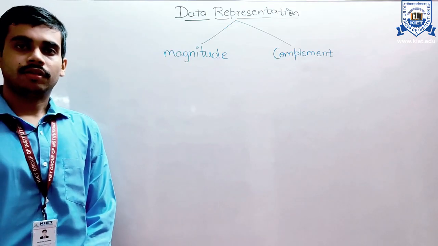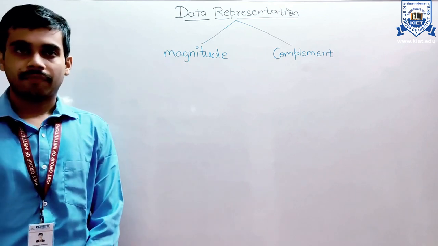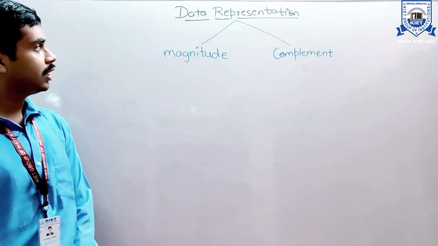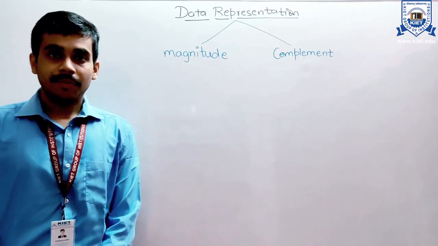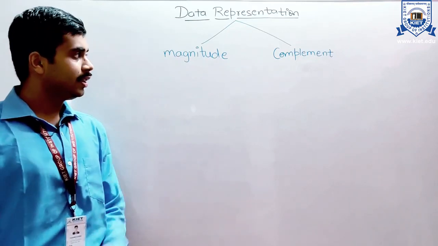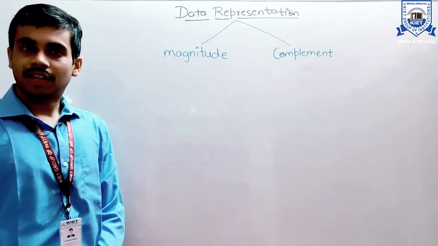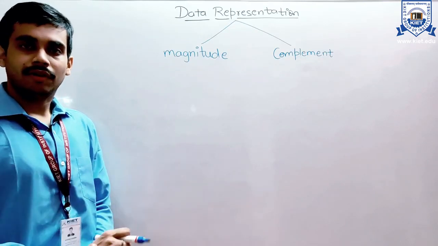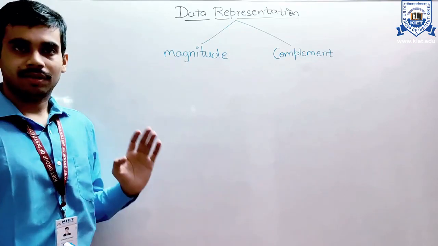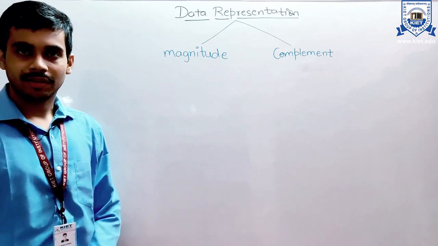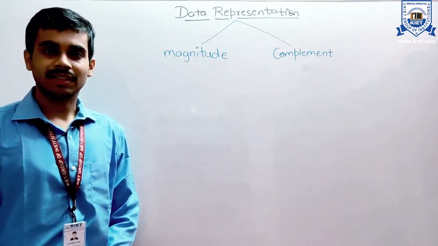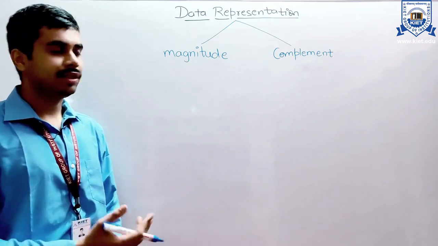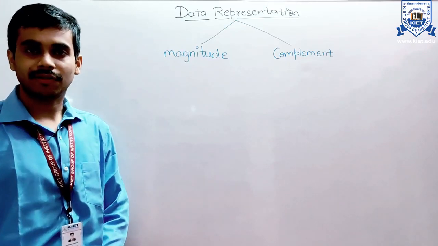Hello everyone. Today we will talk about data representation. What does data representation mean? It means using some techniques we will transform our data from one type, you can say from one format, to another format. The second question that comes to our mind is, why do we need this? Why do we need to transform our data from one format to another format?